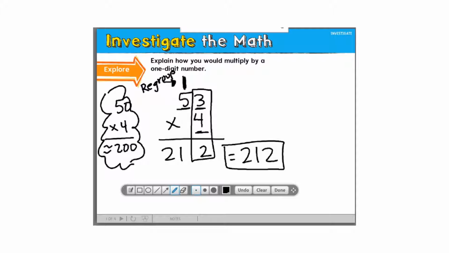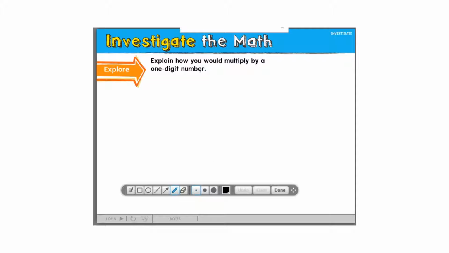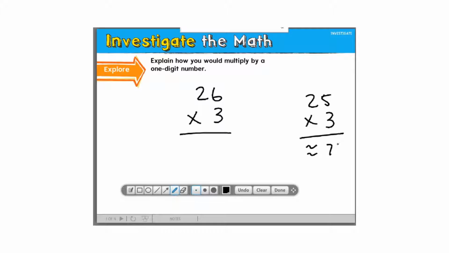Here's example number 2, 26 times 3. So in my head, I'm thinking, 26 is kind of like 25 times 3, which would be 75, kind of like 3/4. So I changed the 26 to a 25 because that's a number I can multiply easily in my head. So I know that my final answer is going to be somewhere close to 75. It's not going to be exactly 75, but it will be near that.